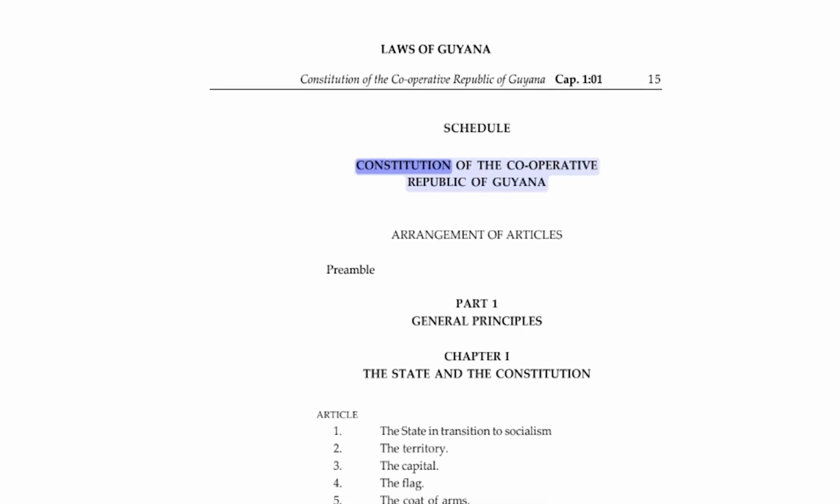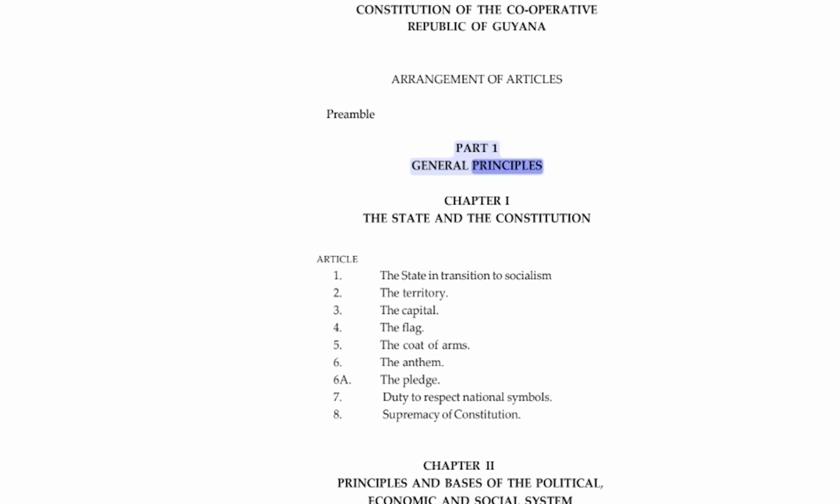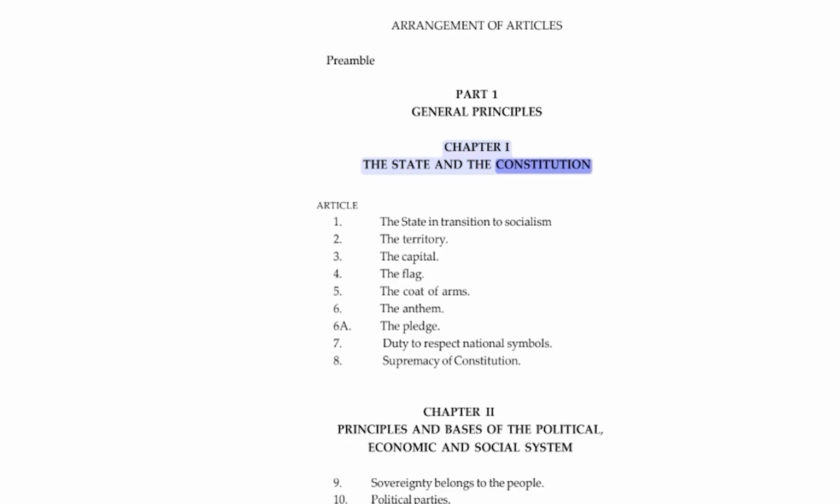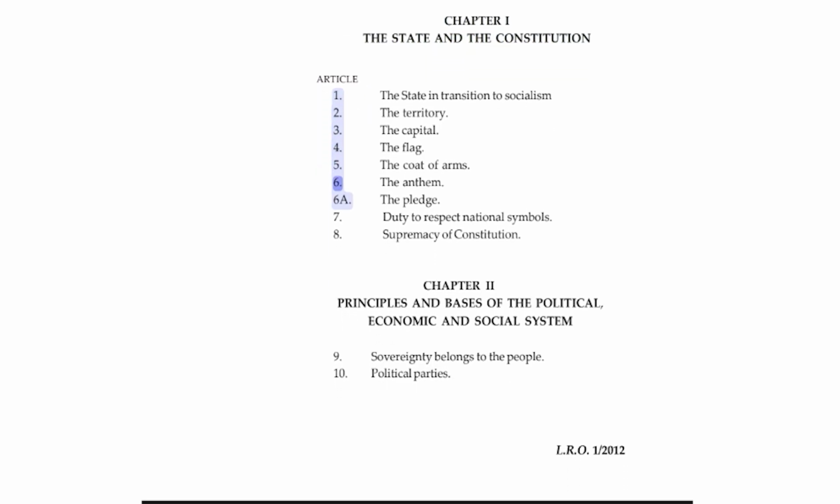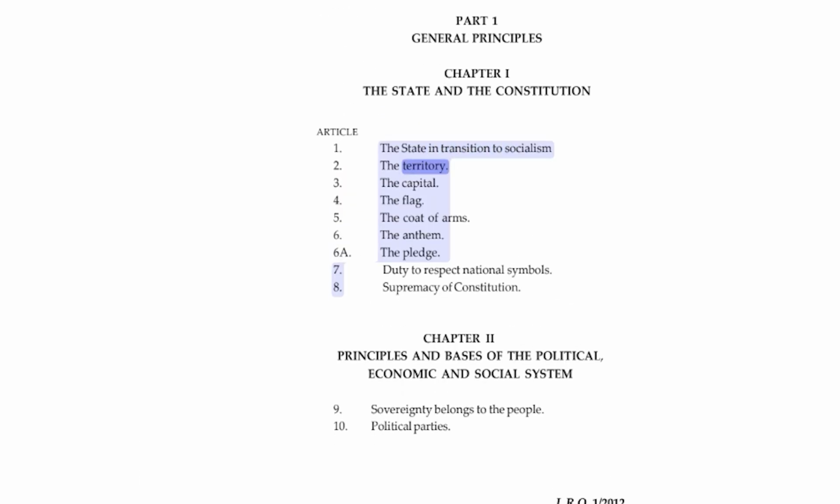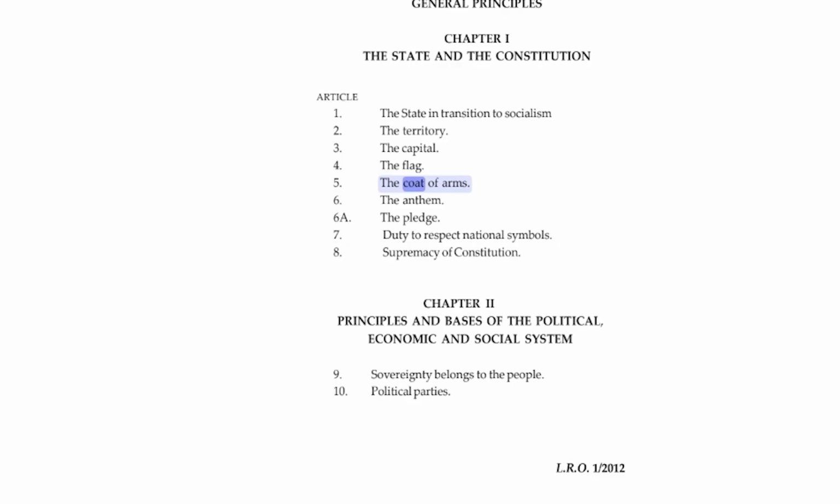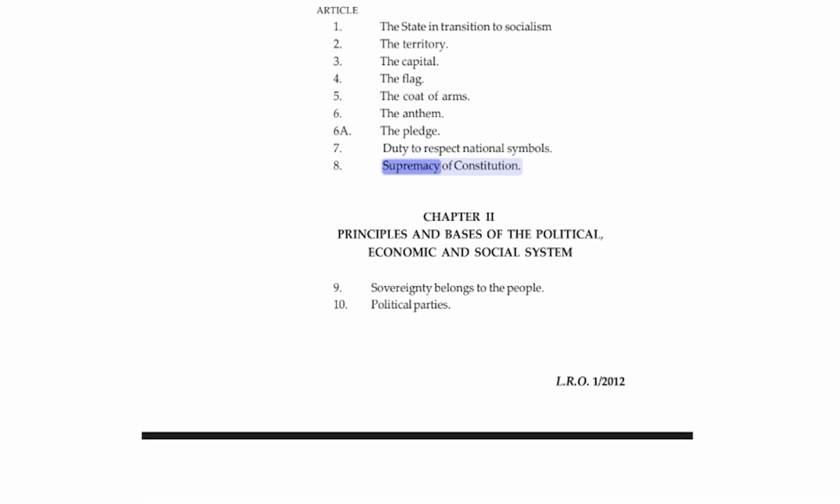Schedule. Constitution of the Cooperative Republic of Guyana. Preamble. Part 1 General Principles. Chapter 1 The State and the Constitution. Article 1, 2, 3, 4, 5, 6, 6A, 7, 8. The state in transition to socialism, the territory, the capital, the flag, the coat of arms, the anthem, the pledge, duty to respect national symbols, supremacy of Constitution.